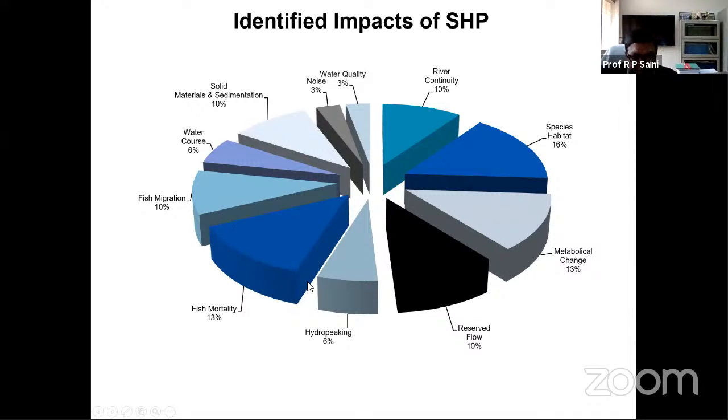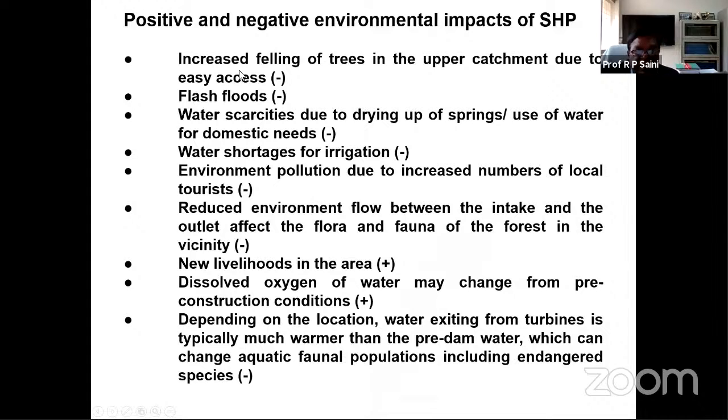Nowadays even fish-friendly turbines have been developed. That means if fish pass through the turbine, they will not be harmed and will come out of the turbine fine. Then the positive and negative impacts are listed here. If you read this, it is self-explanatory and you will understand easily. I'm going quickly because I want to spare time for your discussion.